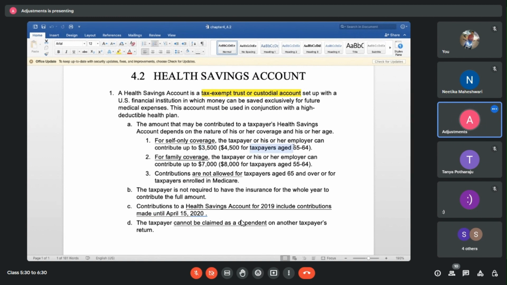Obviously, if the taxpayers are aged more than 55, their medical needs may be high, so for them the allowed contribution is higher. And again, contributions are not allowed for taxpayers who are 65 plus and enrolled in Medicare. Medicare is the free medical facility provided to US citizens by the government. So what they're saying is, if you're above 65, you anyway get free medical facility. Why do you need to put money into an HSA? So it's not allowed.